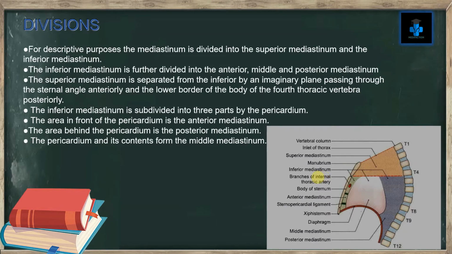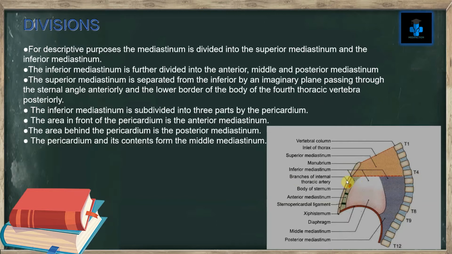Divisions. For descriptive purposes, the mediastinum is divided into the superior mediastinum and the inferior mediastinum. The inferior mediastinum is further divided into the anterior, the middle and posterior mediastinum, as you can see right here. The division is made by a plane through the sternal angle anteriorly and the lower border of the body of the fourth thoracic vertebra. This is T4, the fourth thoracic vertebra, and this is the sternal angle anteriorly.